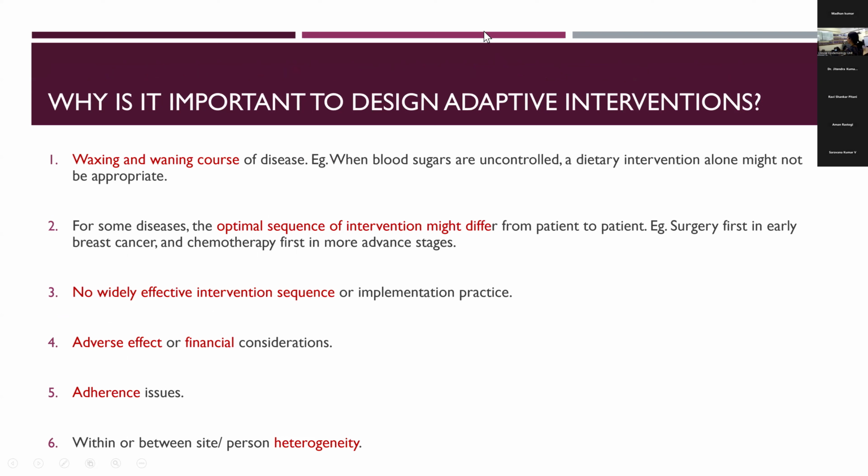Now, why is it important to design adaptive interventions? So I just have some scenarios here, for example, if you have a waxing and waning course of the disease, for example, diabetes. Today a patient comes to you, HbA1c is 9, you might want to give him insulin and metformin. 3 months later, HbA1c is well controlled, 7, you might step down, right? So in real life clinical decision making, patients flow through different stages of a disease or different intensities of the same disease through their clinical scenario. So you might have to have different plans for each stage, and we don't know what is the optimal sequencing for this plan. That is why adaptive interventions were developed.